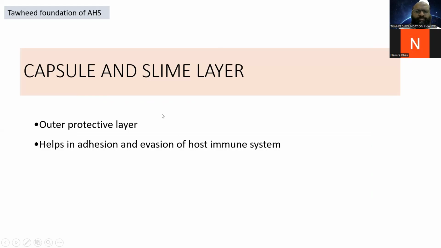Capsule and slime layer. The capsule is a well-organized, dense, and firmly attached outer layer surrounding the cell wall. It is composed mainly of polysaccharides, and it provides protection against desiccation and phagocytosis by host immune cells. It enhances adhesion to surfaces and host tissues, facilitating colonization and infection. It contributes to bacterial virulence by helping evade host immune responses. Capsules are often visible under a microscope with a special stain, that is, capsule staining.